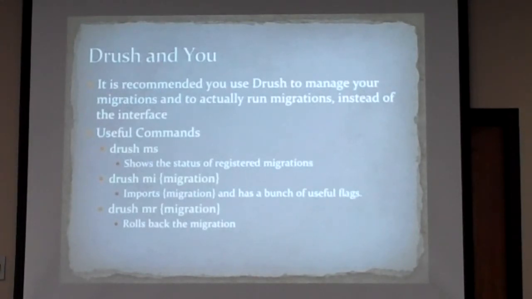But anyway, there are some very useful commands you can use. drush ms shows the status of registered migrations. drush mi imports a migration. drush mr rolls back that migration. So a rollback basically says, okay, I've done the migration on all of these foo users, but I screwed up and I want to nuke what I've done. So I just say drush mr foo user. It'll go back and delete all the users that I've already created, wipe the records from the map table, and start it clean.